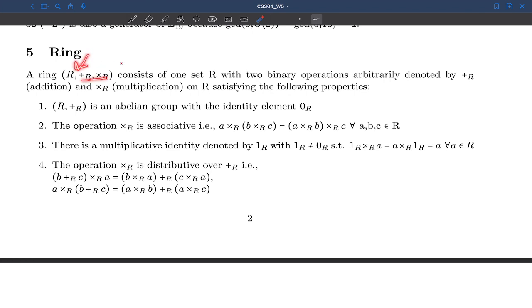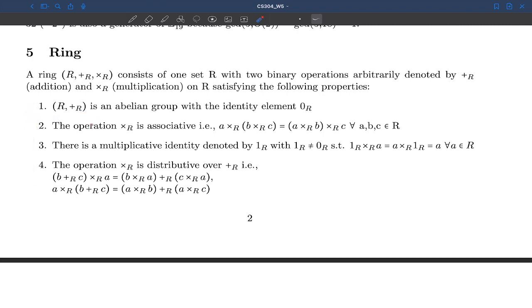R is used to denote real numbers. So I have used the notation of real numbers here, but it is not necessary that for a ring it should be a real number set. I have taken the notations of real numbers and addition and multiplication operations, but you can apply the same concept to other sets or other operators as well. So for this combination to be a ring, it should satisfy these four axioms.